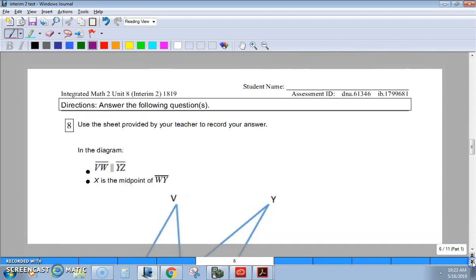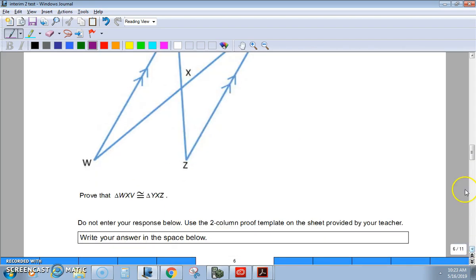What's next? Oh, 8 is another proof. Yay, fun. Hold on just 1 second.